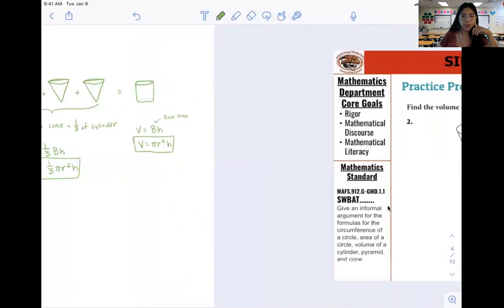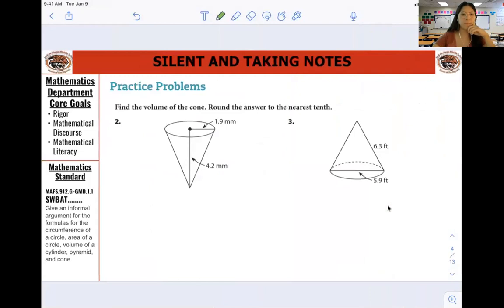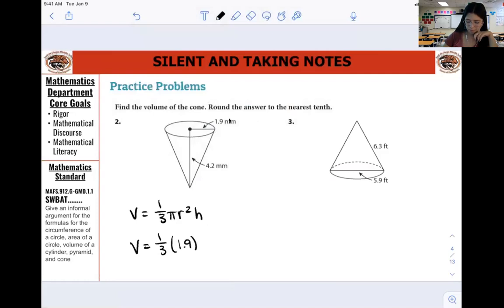All right, so now let's just do a couple problems. Shouldn't be too bad, starting with a couple of easier ones. We're just going to find the volume. So in this case, we're going to use that formula and fill things in. So my radius is 1.9. The height is 4.2. And then we're going to do it in terms of pi. So go ahead and calculate, see what you get. And once you do number 2, you can go ahead and do number 3.